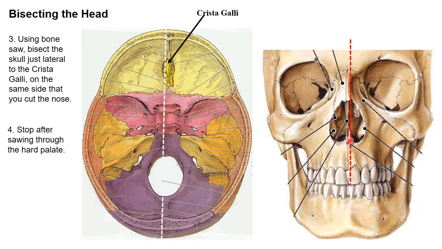Okay, now we stop sawing after we saw through the hard palate, which is the roof of the mouth right here. Okay, we do not saw through the mandible, at least not initially. Now, eventually we'll bisect the mandible, but we usually do that afterwards. We usually go in 2 steps. We make this cut, and then we make this cut later.